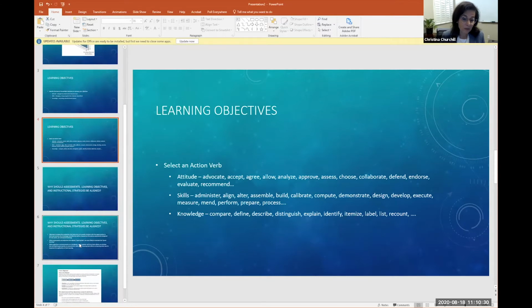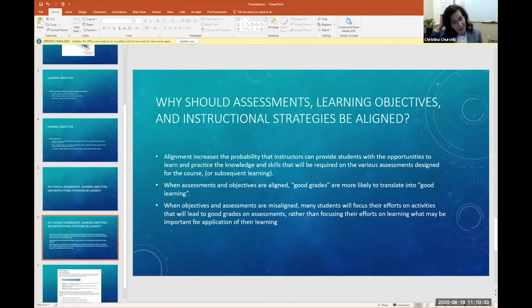So why should learning objectives align with the instructional activities and the assessments themselves? The first thing is that when they are aligned, it increases the probability that the instructor provides opportunities for students to learn and practice the knowledge and skills they'll need to know, right? It's really important, especially when you have scaffolding between courses.